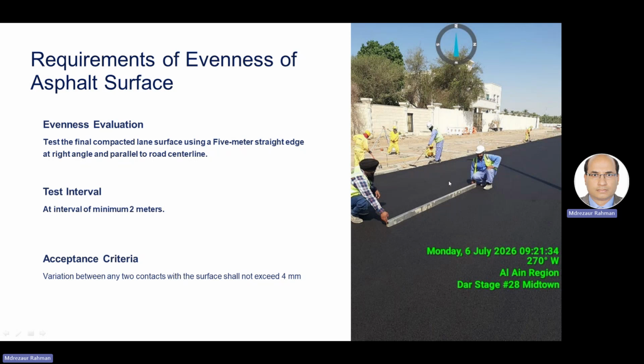So how much is the tolerance for this one? For the joint, no tolerance is stated, but the tolerance is 4 mm. It is mentioned every 2 meters, with variation between two points. Everybody should know this. When you put the 5 meter edge from one point to another point, the maximum allowed is 4 mm. If more than 4 mm, that means not acceptable.